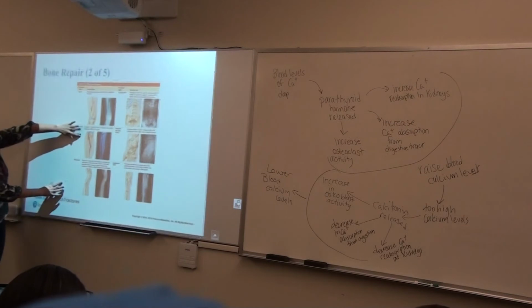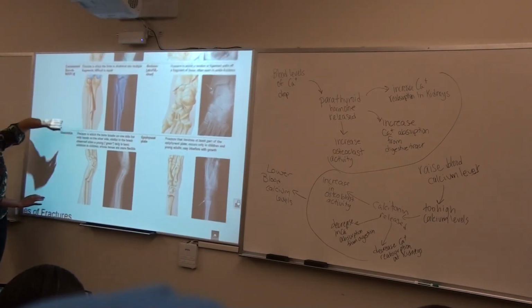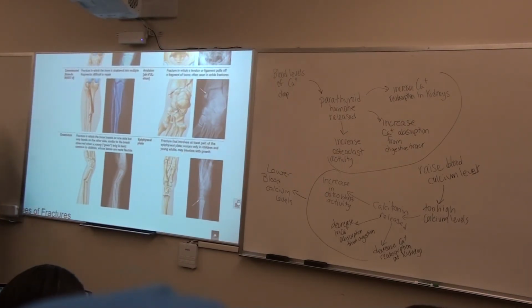Greenstick fractures, these happen a lot in children. So greenstick fractures are kind of like, have you ever broken a tree branch or a twig? Right? And it breaks on some of it, but then there's still like a little piece of it holding together. That's what a greenstick fracture is. So part of the bone breaks, but it doesn't break all the way through. So part of it's still together. So this one obviously is going to heal a lot quicker because it's still being held together.